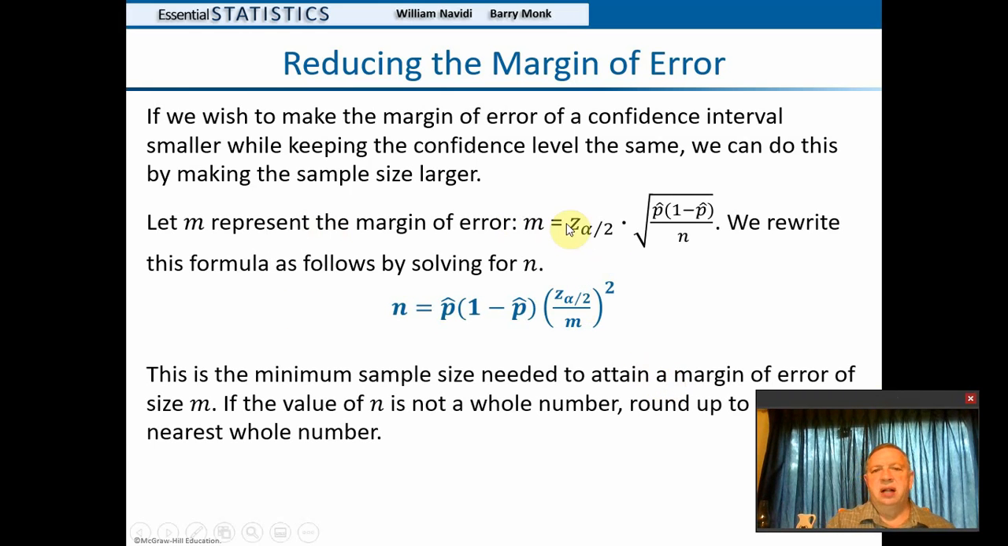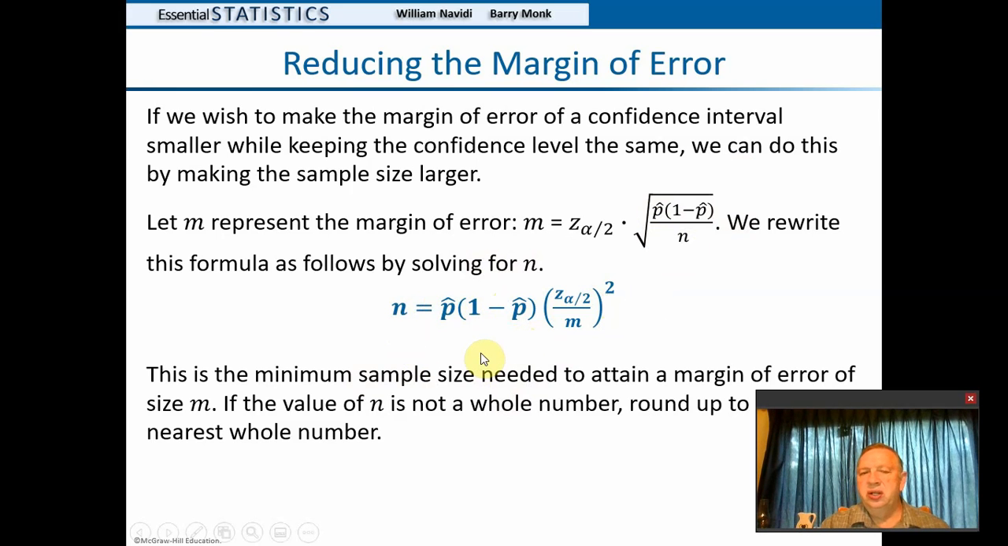If I solve for N, basically, I take M over Z alpha over 2, square that to get rid of the square root, and then N is that times P hat times 1 minus P hat. This is the formula for finding the value of n for a given confidence level and a given margin of error.